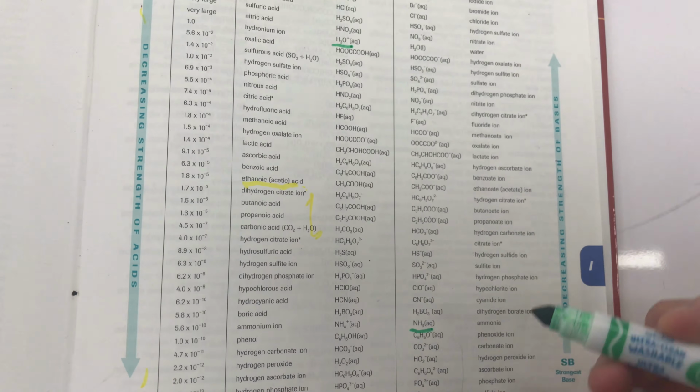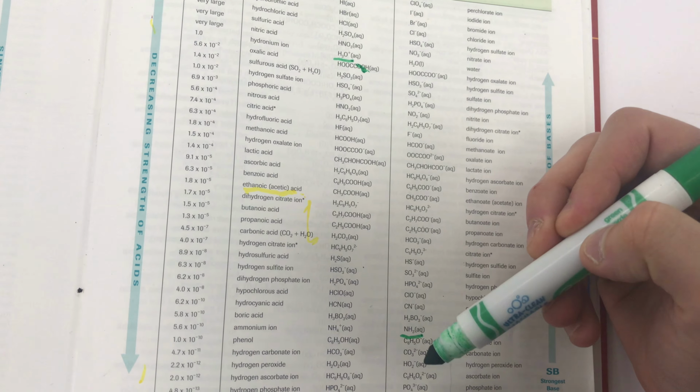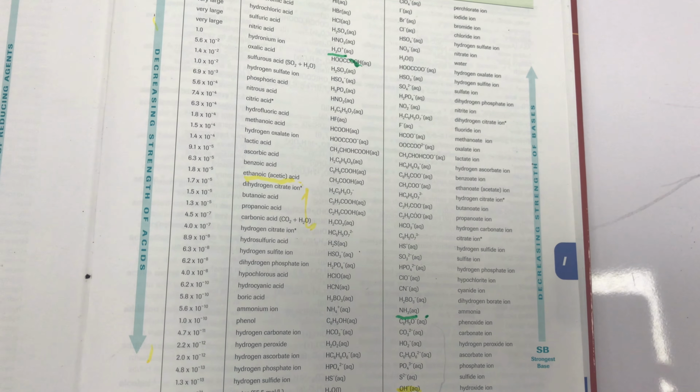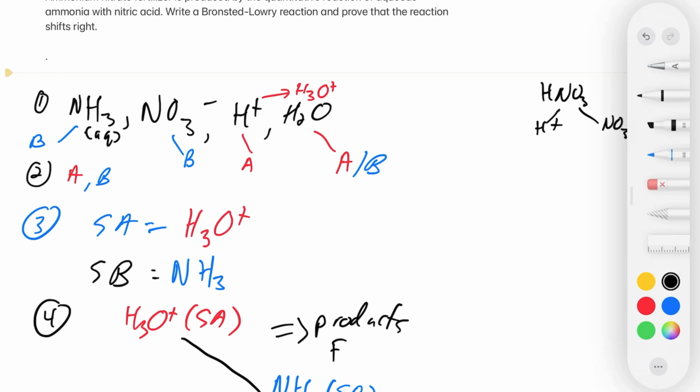So much like in our previous question, we can see that clearly the strongest acid is above the strongest base. So by now, we should have seen that indeed your H3O plus, which was your SA, your strong acid, was above NH3, which was the strongest base. So this one is going to have products favored, just like we had anticipated.